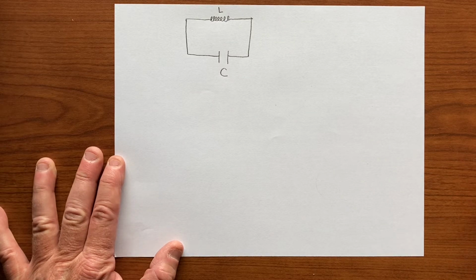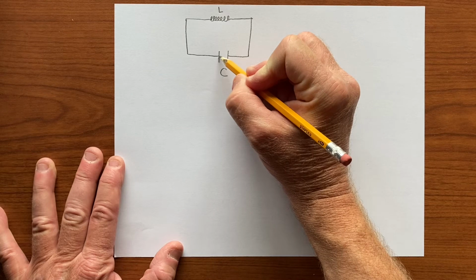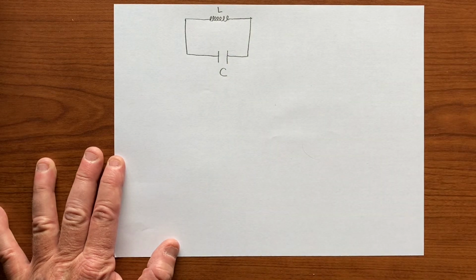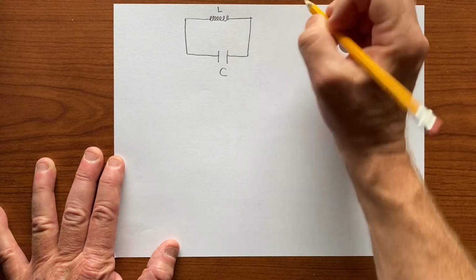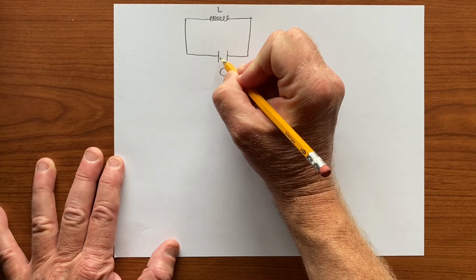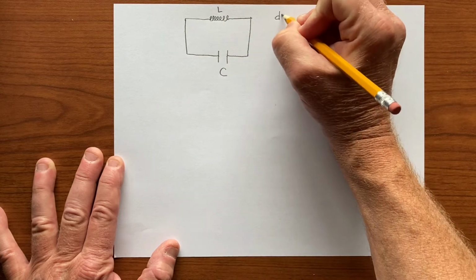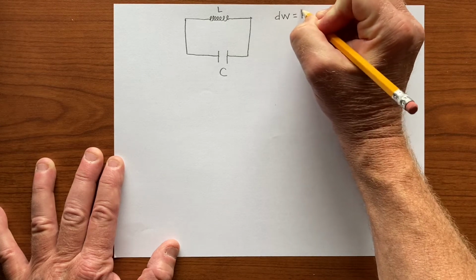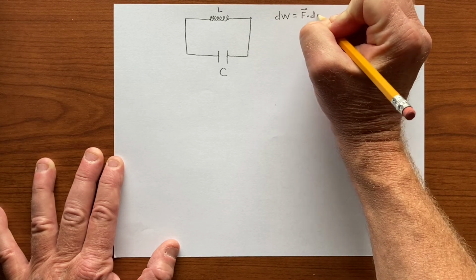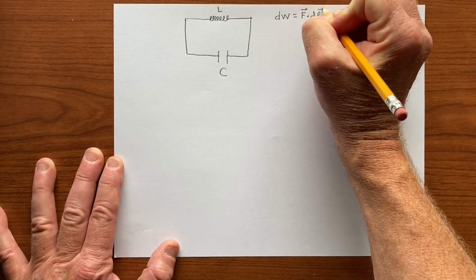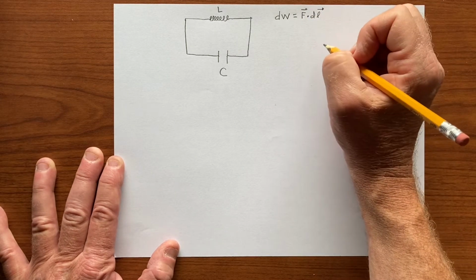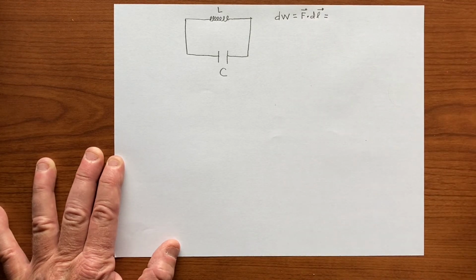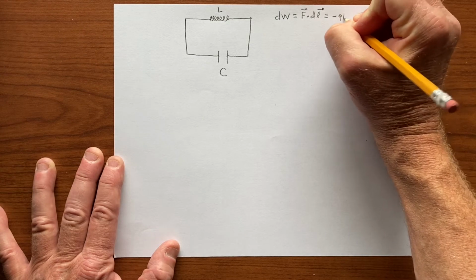So let's think of the work that we have to do to charge the capacitor. We're going to pull a tiny little bit of charge and put it on these plates and imagine a tiny amount of work to do that, which is just, from the definition of work, F dot dl or F dot dr. Right, but we're talking about the electric force. We have to work against the electric force.